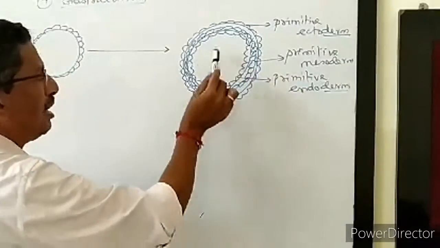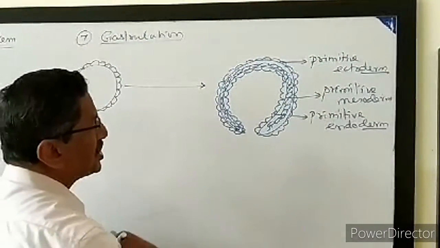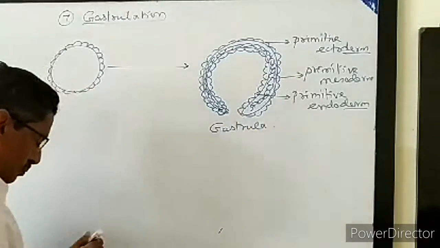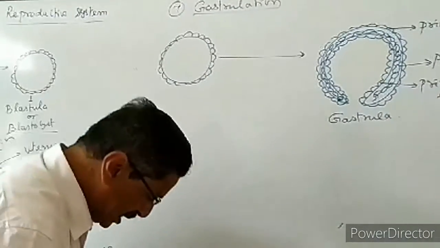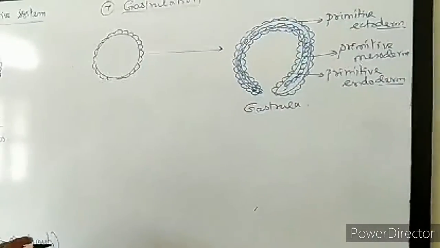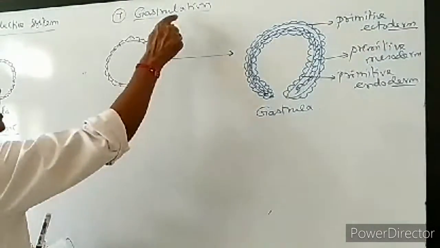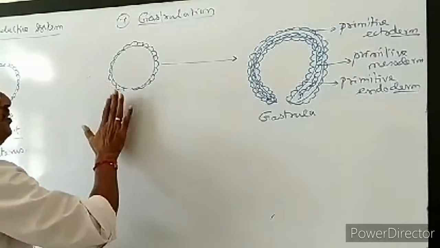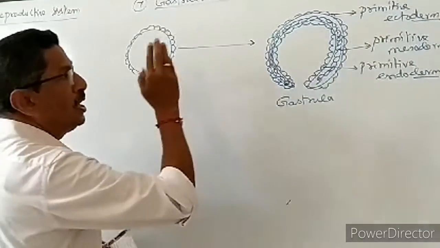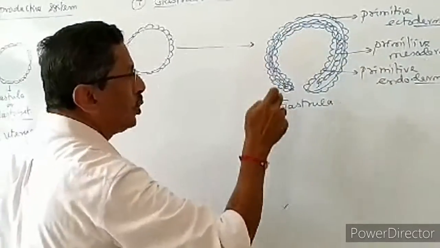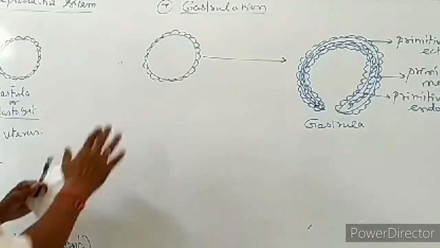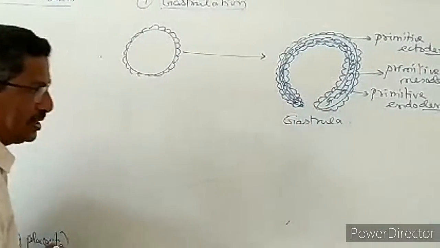Here also a hollow cavity will be present. Now this structure is now called gastrula. Now the blastula is having single layer. But gastrula is having three layers. Now what is gastrulation? You can see. It is the conversion of a single layered hollow blastula into a three-layered hollow gastrula. This process is called gastrulation. So at the end of gastrulation, gastrula is there.